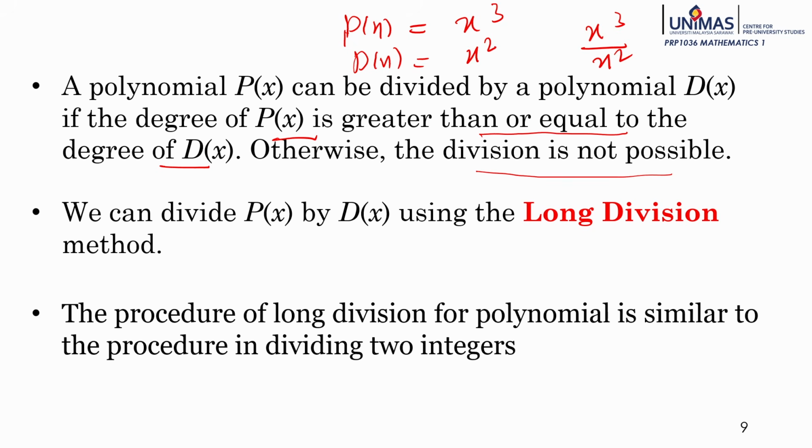Okay, but if the degree of p(x) is lower than the degree of d(x), we cannot divide, right? So we can divide p(x) by d(x) using the long division method. The procedure of long division for polynomials is similar to the procedure in dividing two integers.